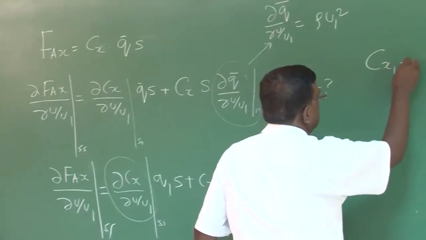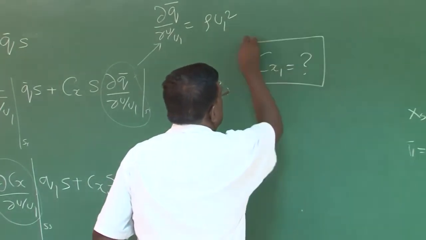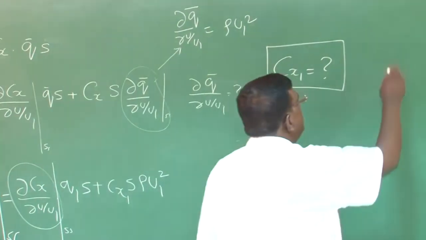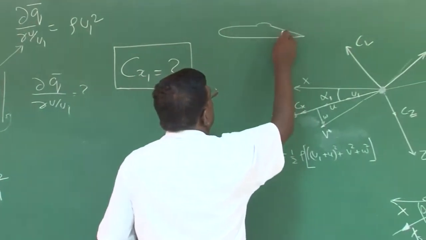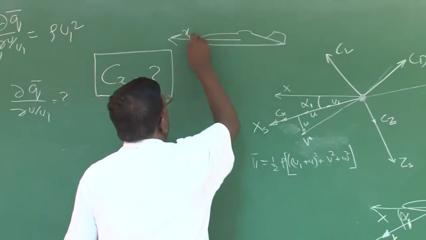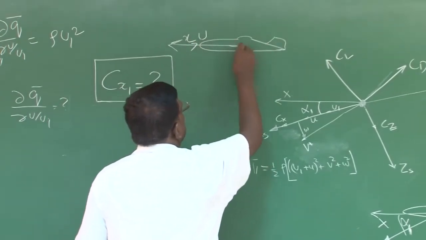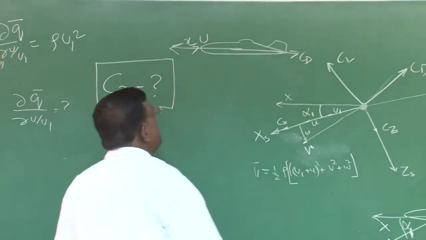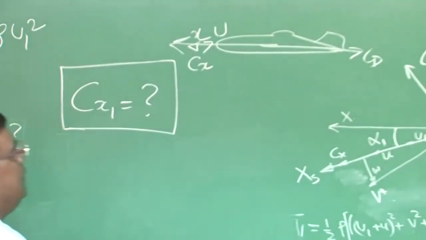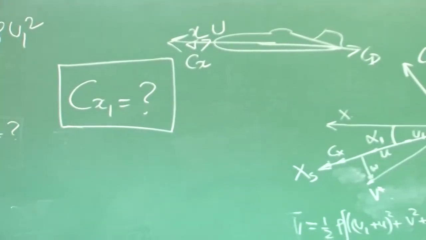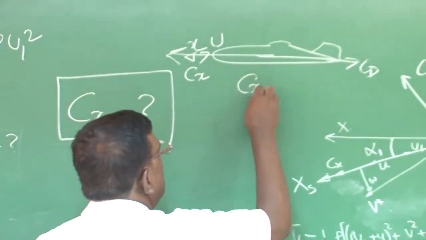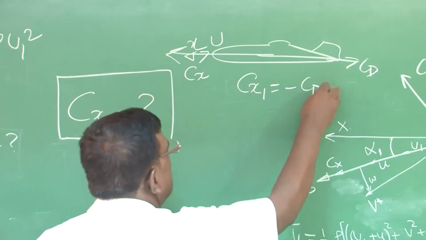What is CX1? Let's see like this. Suppose this was x and the velocity was in this direction, then CD would have been like this. CX is defined like this in this direction. If the flight was like this, the condition was like this, what would have been the CX1? CX1 would be nothing but minus CD or CD1.